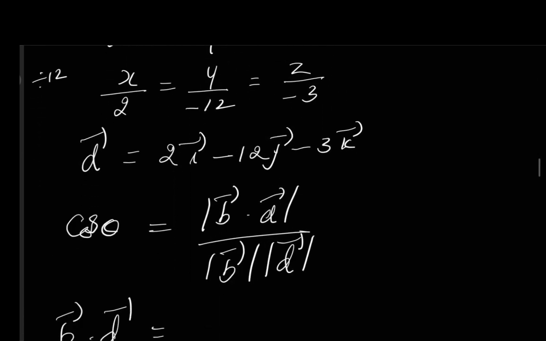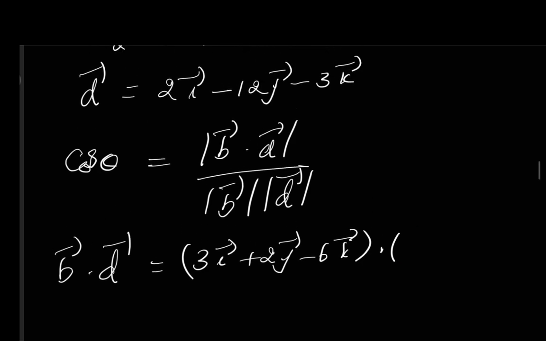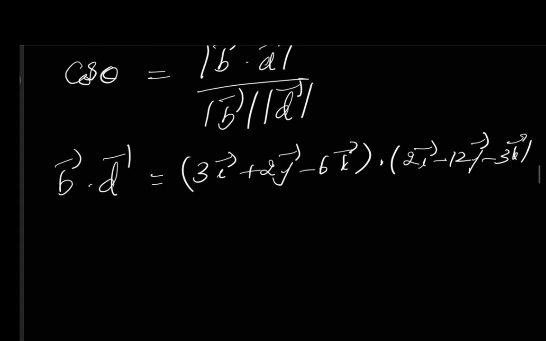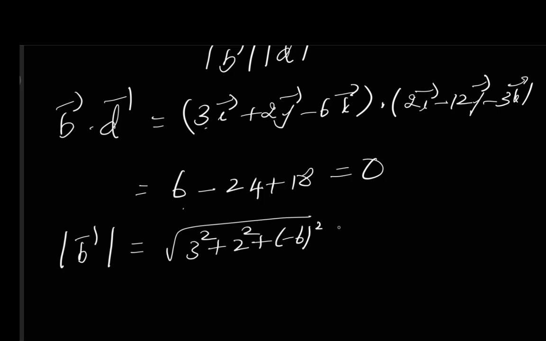So, 3i plus 2j minus 6k dot 2i minus 12j minus 3k. So, multiply the corresponding coefficient. 3 2s are 6 minus 24 plus 18. This is equal to 0. 24 minus 24, 0. Modulus vector b is square root of 3 square plus 2 square plus minus 6 square.